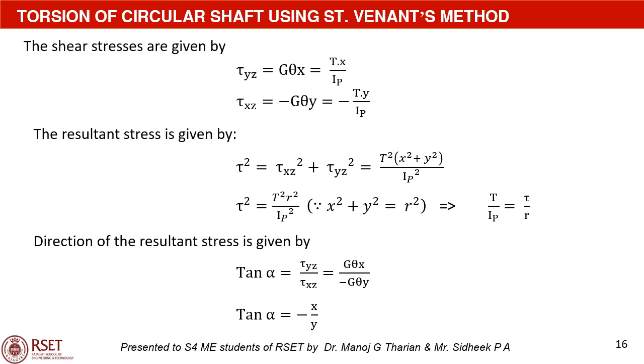Now, the direction of the resultant stress is given by tan alpha is equal to tau yz by tau xz. Substituting for tau yz and tau xz, we get G into theta into x divided by minus G into theta into y. That is, tan alpha is equal to minus x by y. This indicates that the resultant stress is perpendicular to the radius vector at point P, or the resultant stress is tangential at the point P. This is in perfect agreement with what we have studied in the torsion formula.